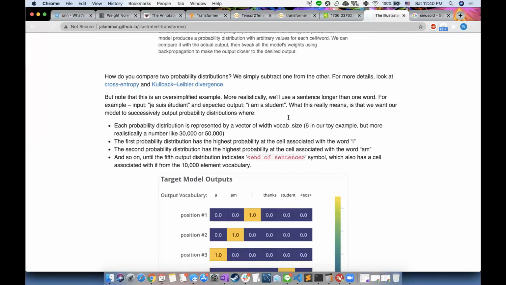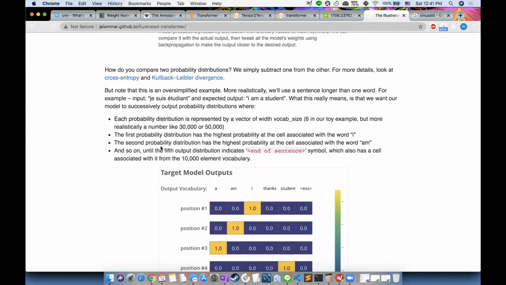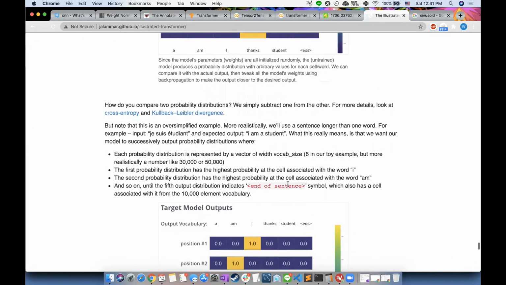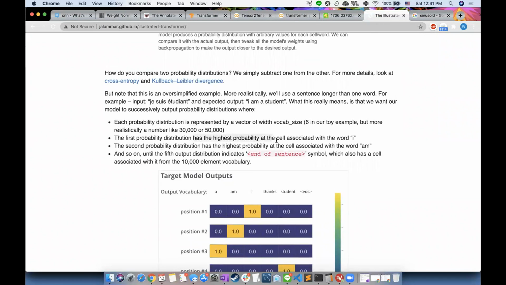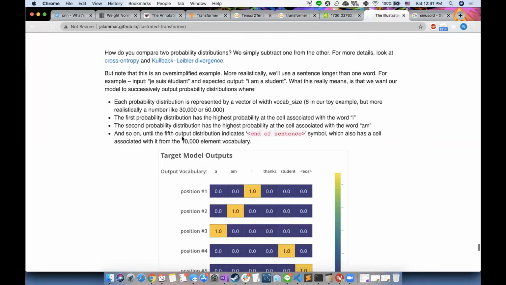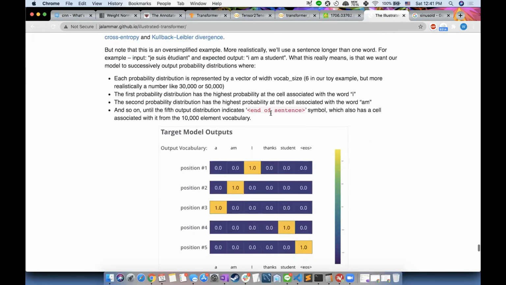This is an oversimplified example. Each probability distribution is represented by a vector whose width equals the vocabulary size, which is 6 in our target example, but more like 30,000 to 50,000 in practice. The first probability distribution has the highest probability at the cell associated with the word I. The second has the highest probability at the cell associated with the word am. So hence, I am. And so on until the fifth output distribution indicates the end of sentence symbol.